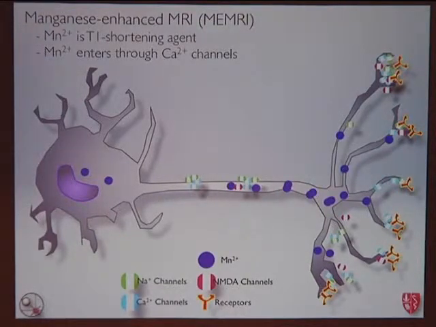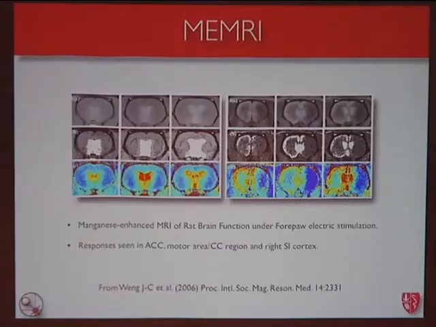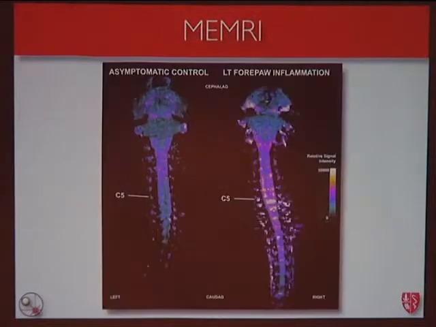So manganese is a T1 shortening agent. It can populate the cytoplasm of a cell, and it stays in there retained. And some work by Dr. Wang et al. in an animal that was receiving forepaw electrical stimulation. This is a control animal, and if you stimulate them with these shocks, you can actually get manganese to accumulate, which you can measure with MRI.